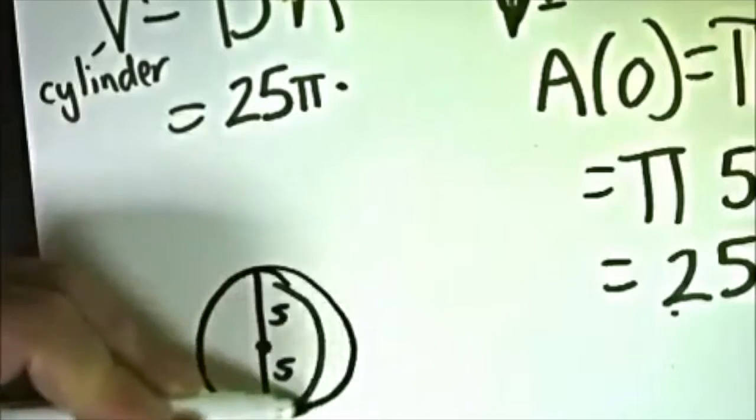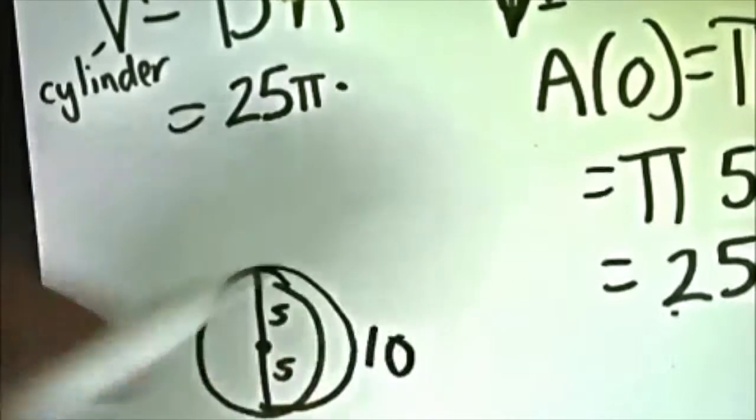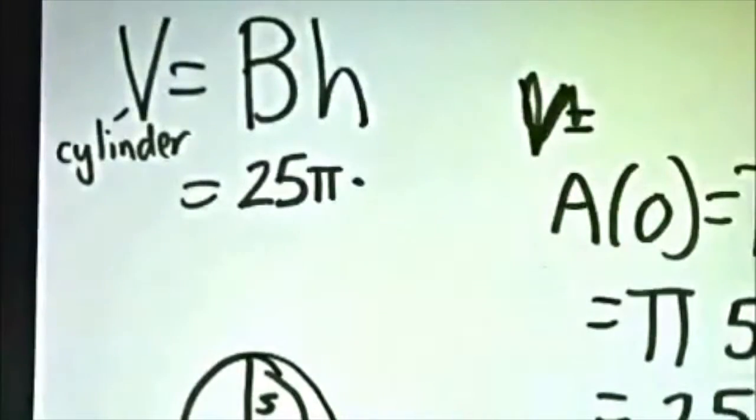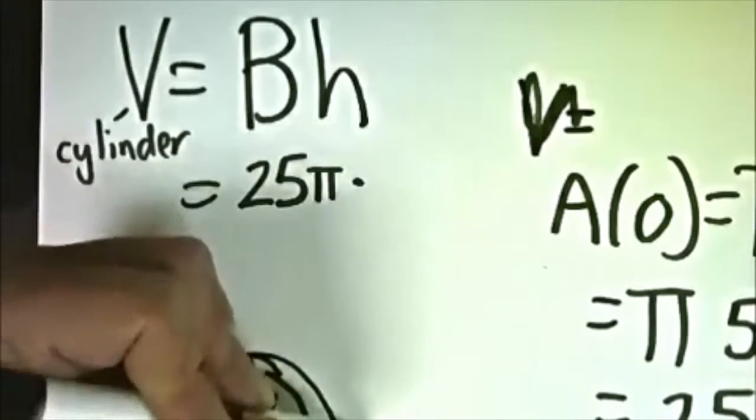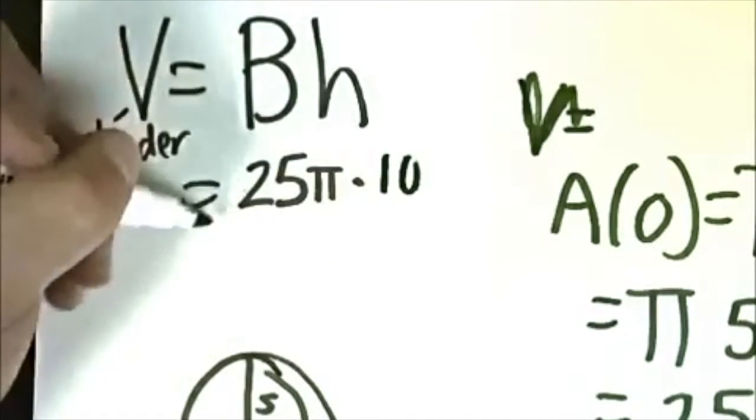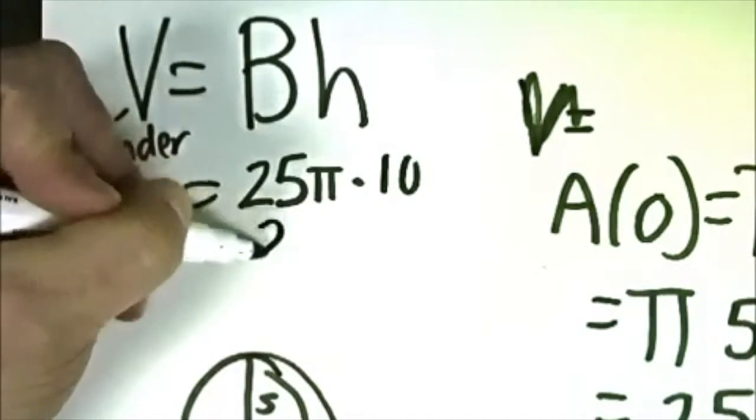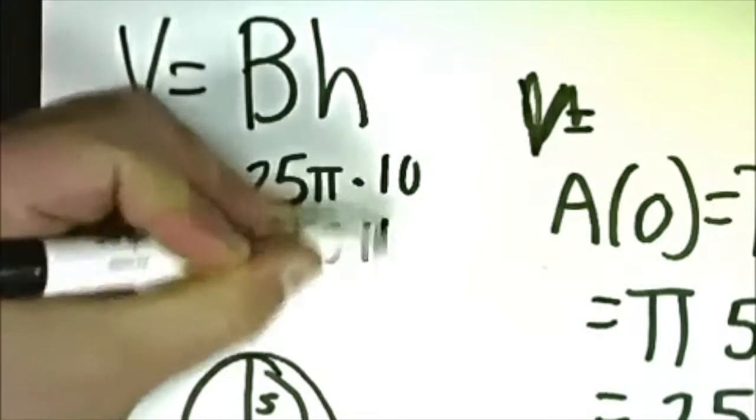There you go, 5 and 5. Gives you 10. That's the distance. So that would be the height of the cylinder because the sphere fits right inside. 250 pi.